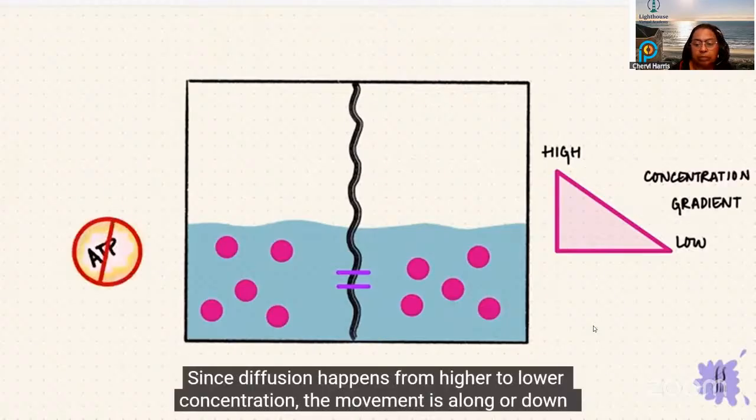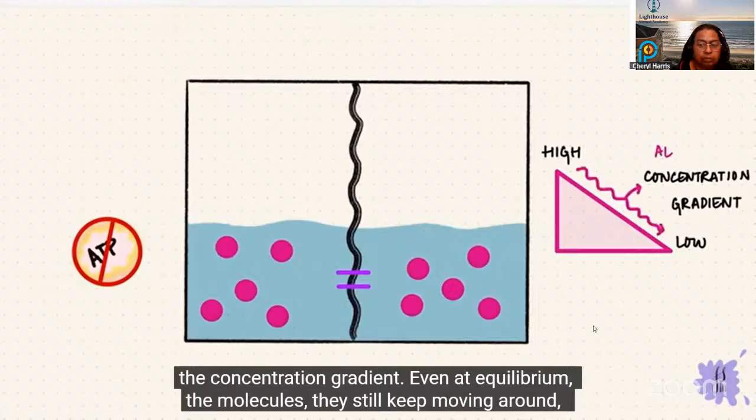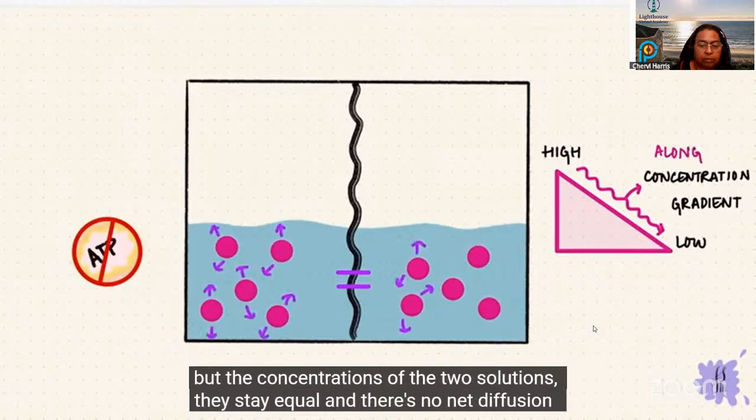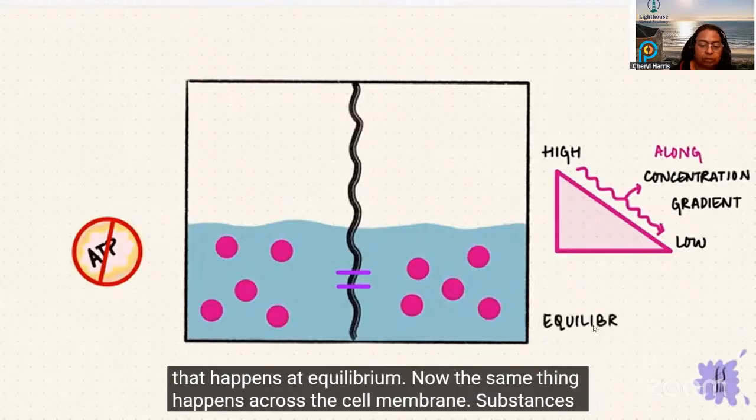Since diffusion happens from higher to lower concentration, the movement is along, or down, the concentration gradient. Even at equilibrium, the molecules still keep moving around, but the concentrations of the two solutions stay equal, and there's no net diffusion that happens at equilibrium.